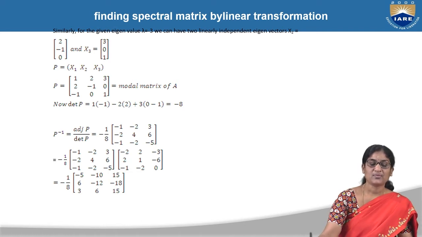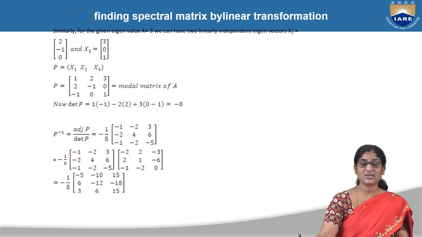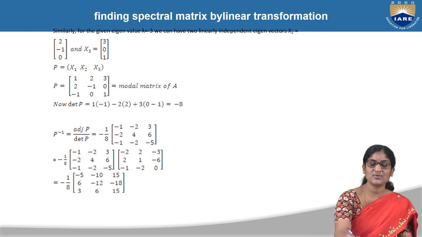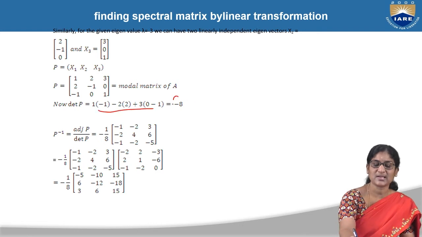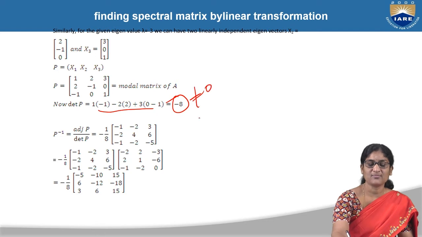So here, first we need to find the P inverse. We should be sure that it is not a singular matrix. If it is a singular matrix, the inverse is not obtained, so P inverse is not possible. So P should be a non-singular matrix. For that I check the determinant of the matrix, and it came out to be minus 8, which is not equal to 0. Therefore P is non-singular.